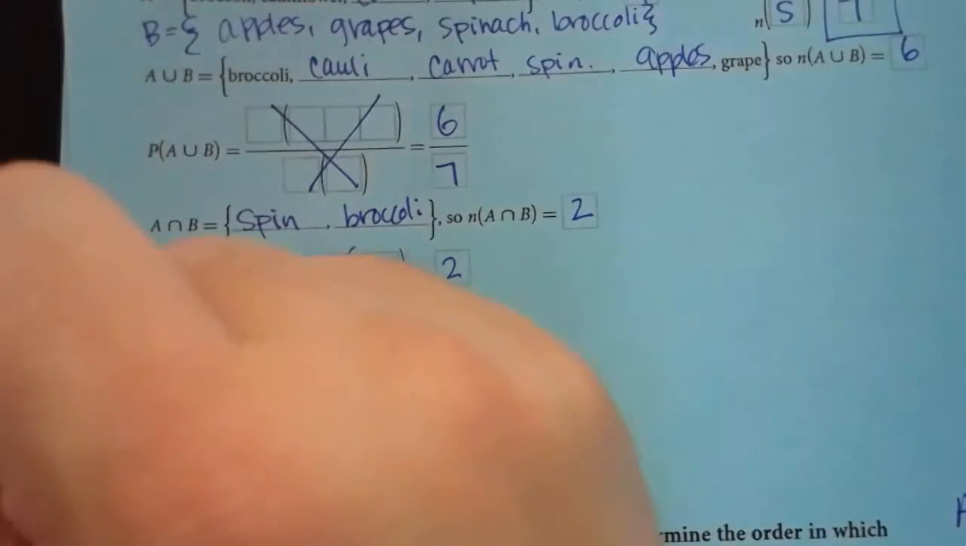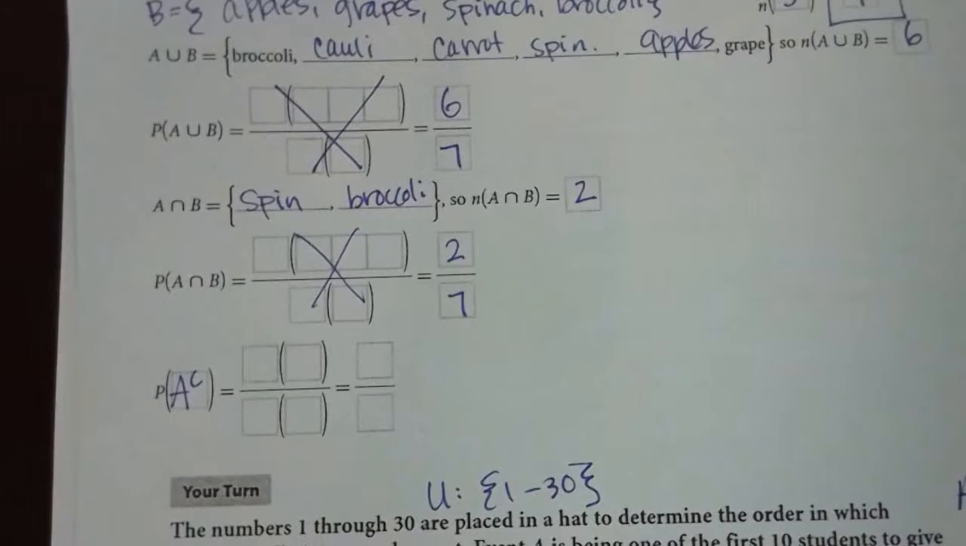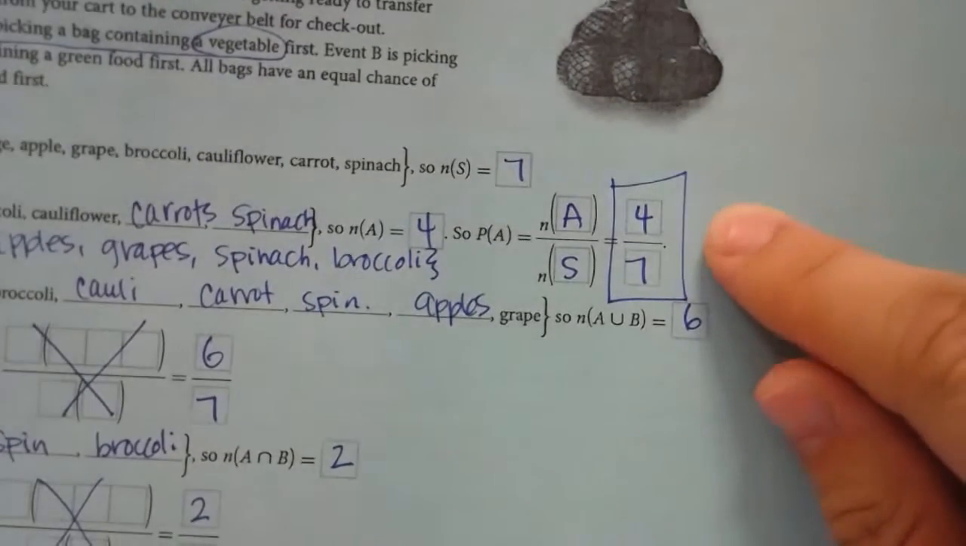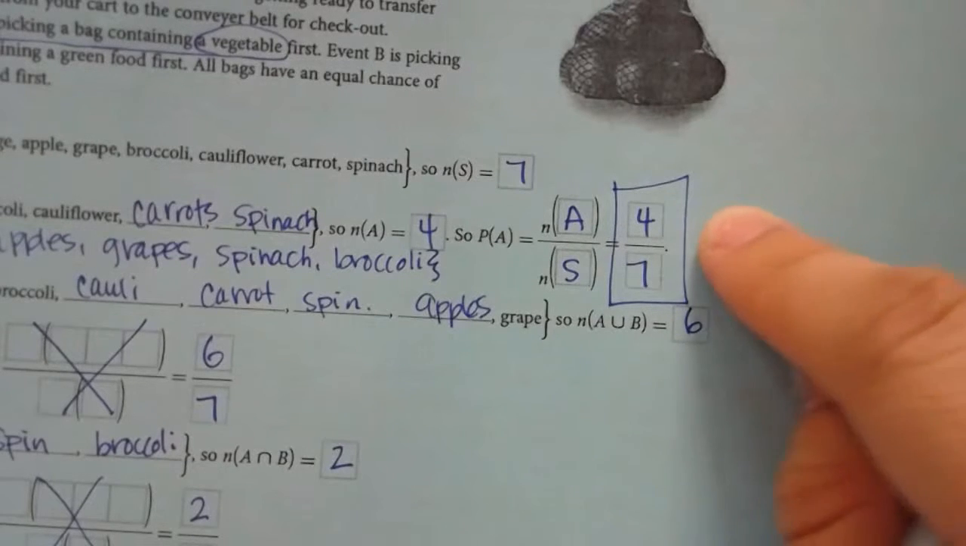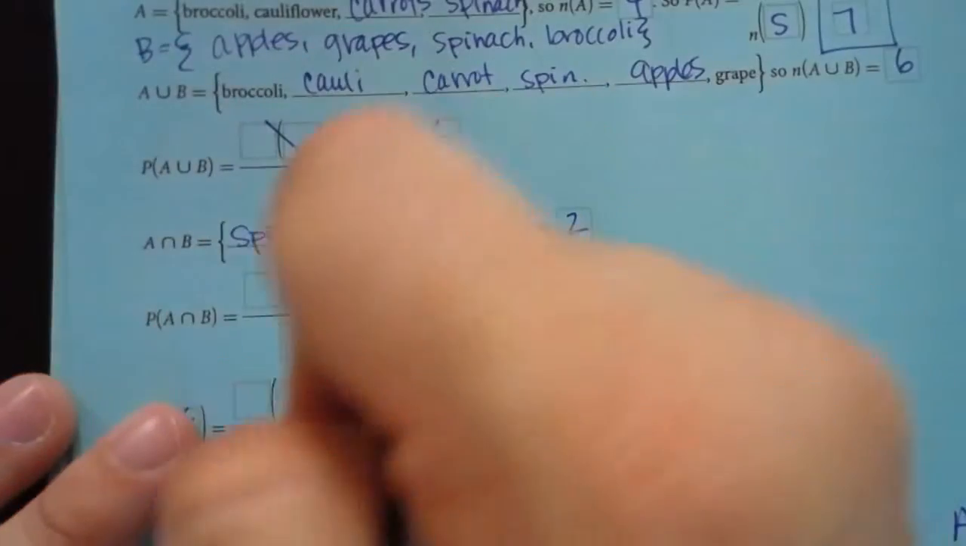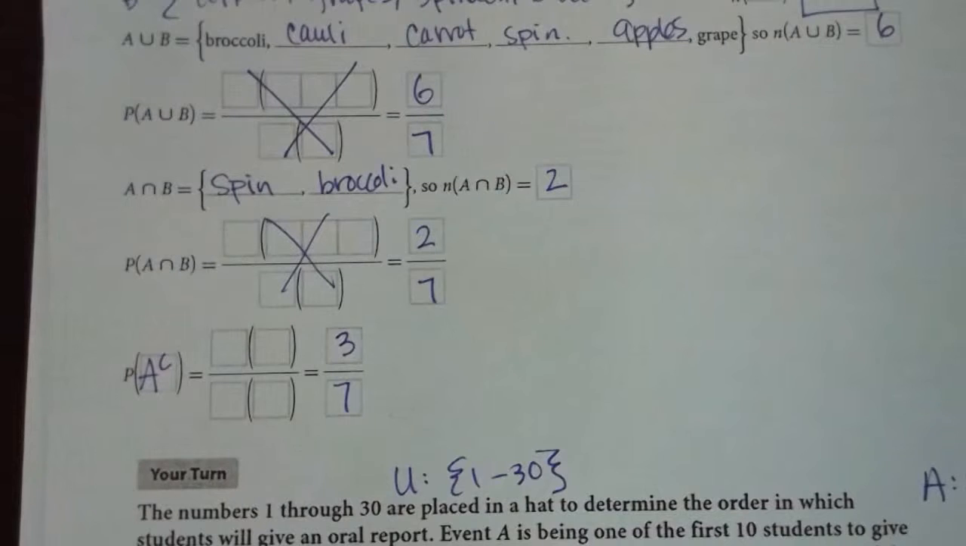And the last one is A complement. A complement is everything that's not in the group. And remember, if A is 4 out of 7, the complement has to be everything else, right? So I don't really care what they are. How many are not in the 4/7? 3 out of the 7. Because between the two, you have to have 7 out of 7. It's got to be the total.